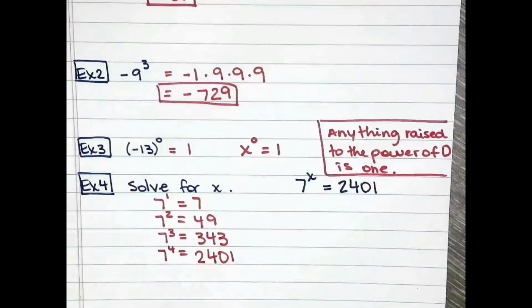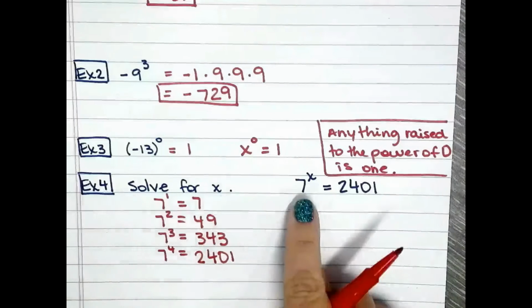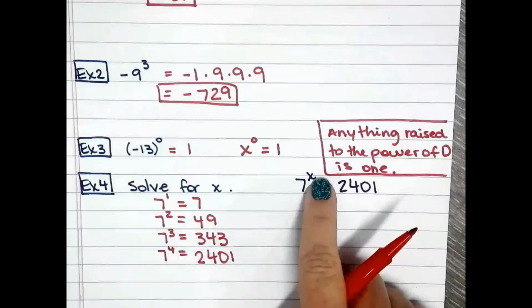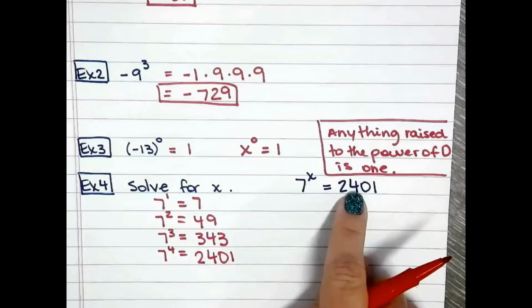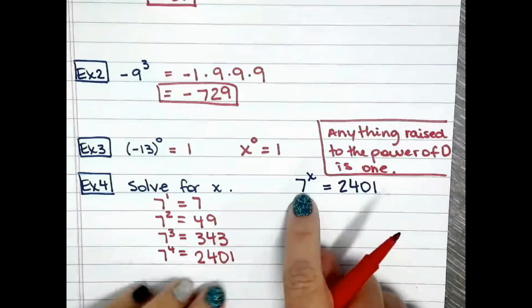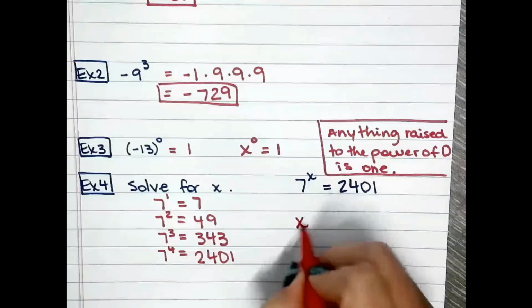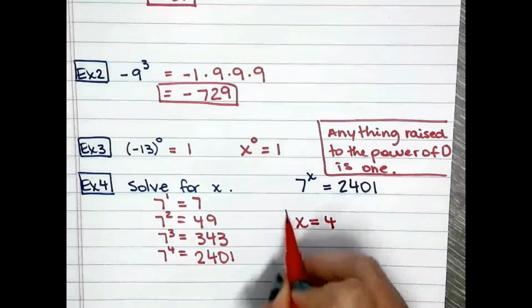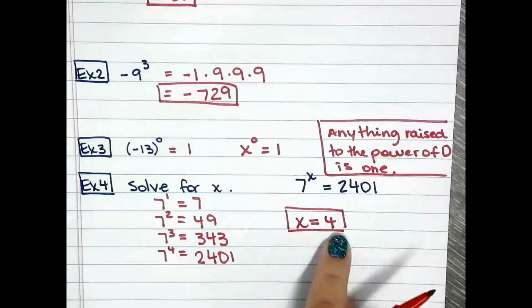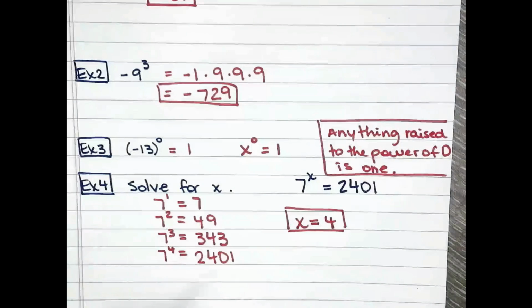So 7 to the 4th power gives you 2,401. So what is the question? What is my answer? Well, the question was, what number do I put in for x that makes this equation true? So what is the power of 7 that gives you that 2,401? Well, x equals 4. Because if I raise 7 to the 4th power, that gives you the 2,401.